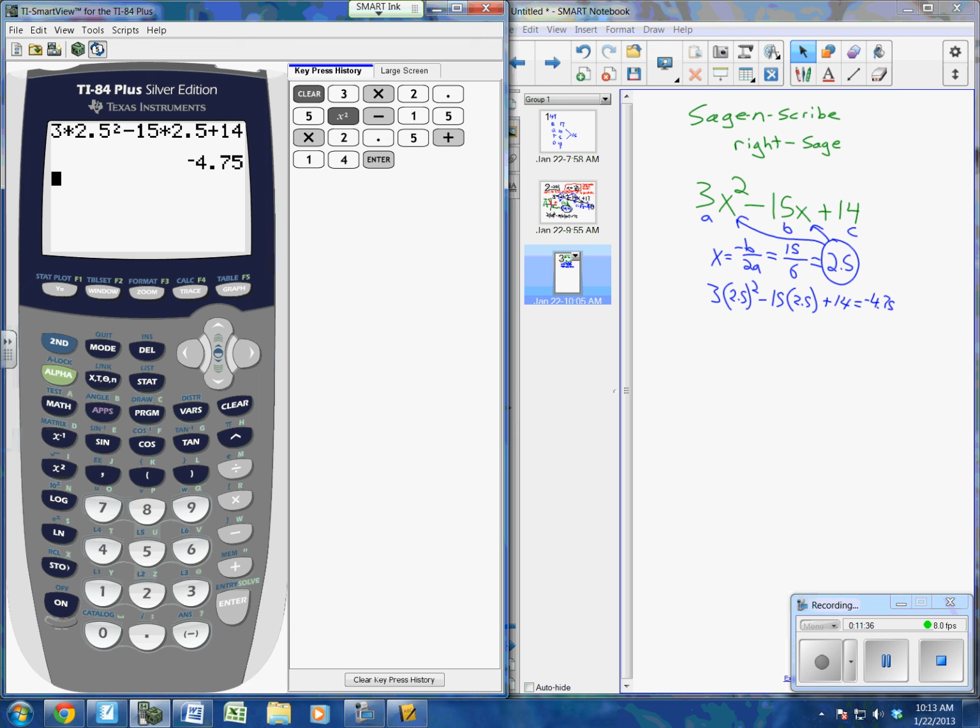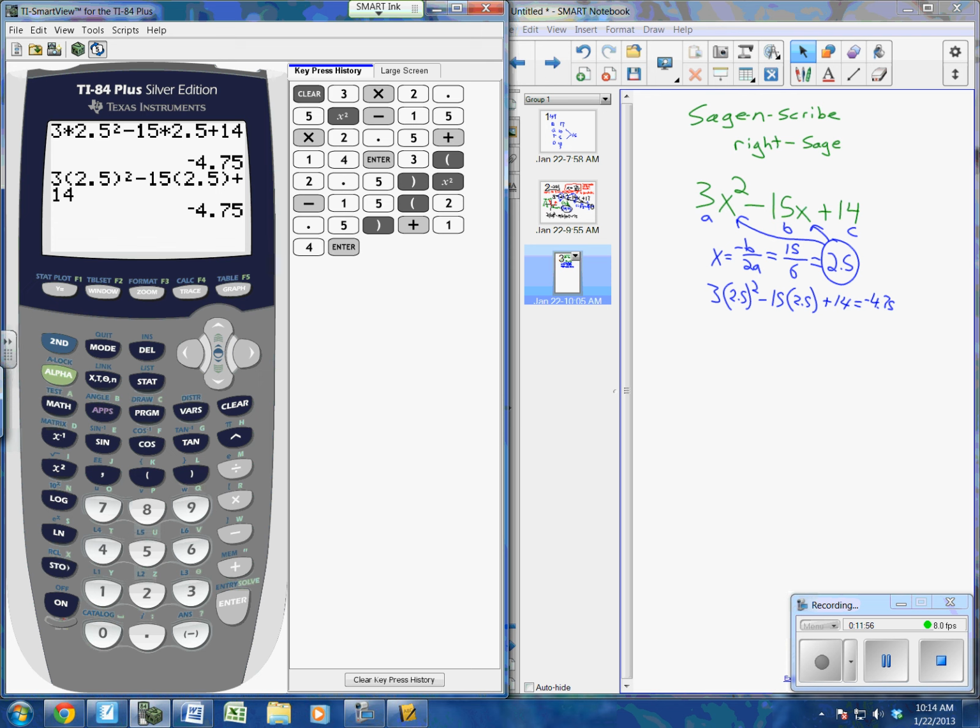You could have put it in your calculator like this: 3 parentheses 2.5 ending parentheses squared, minus 15 parentheses 2.5 ending parentheses, plus 14. And you'll get the same answer either way. Any questions on this problem right here before I give you another example? I'm going to give you another one.